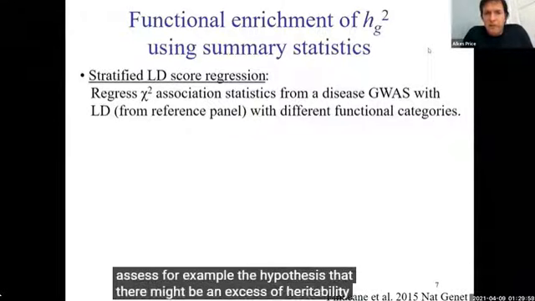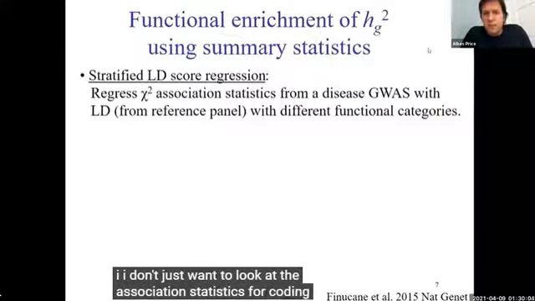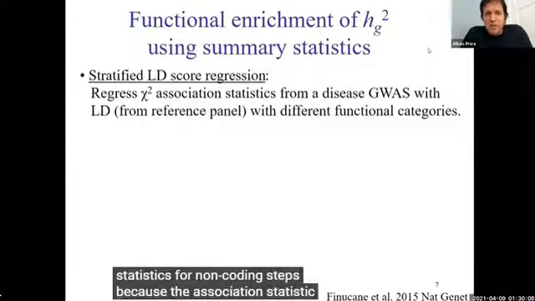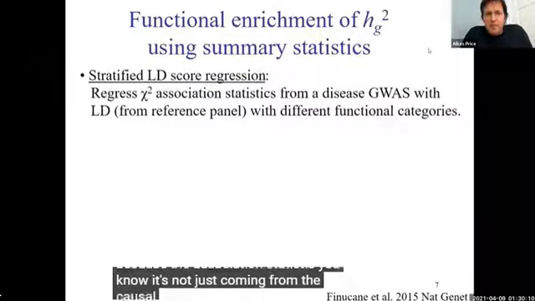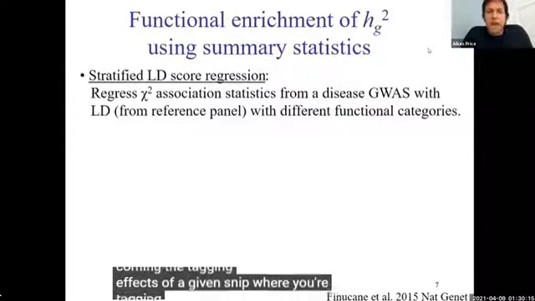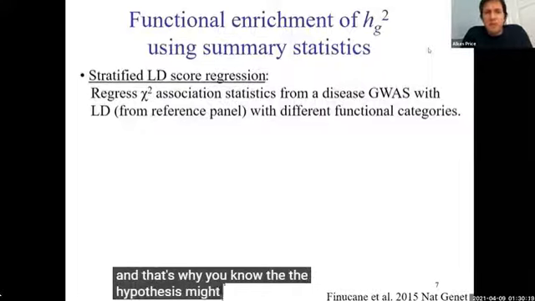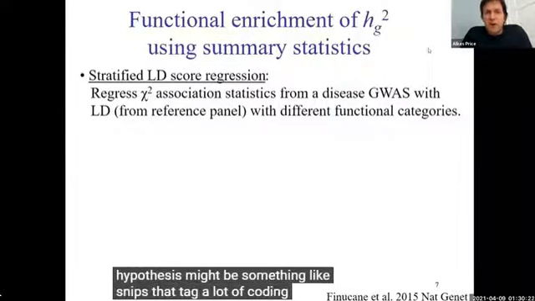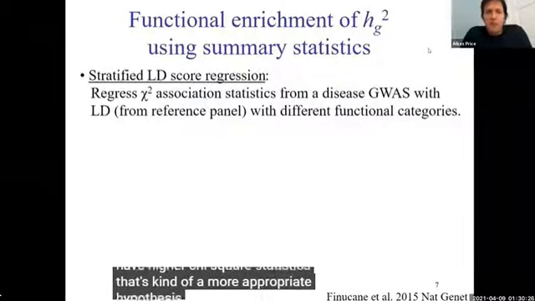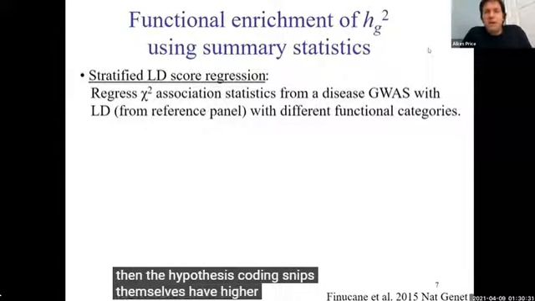And the idea here is that if I want to assess, for example, the hypothesis that there might be an excess of heritability in coding SNPs, I don't just want to look at the association statistics for coding SNPs and compare them to the association statistics for non-coding SNPs, because the association statistic is not just coming from the causal effects of a given SNP, it's also coming from the tagging effects of a given SNP, where you're tagging other causal SNPs. And that's why the hypothesis might be something like SNPs that tag a lot of coding SNPs have higher chi-square statistics. That's a more appropriate hypothesis to test than the hypothesis that coding SNPs themselves have higher association statistics than other SNPs.